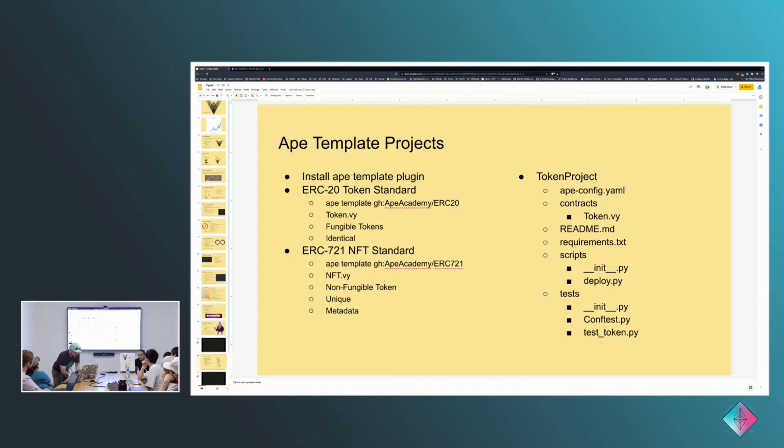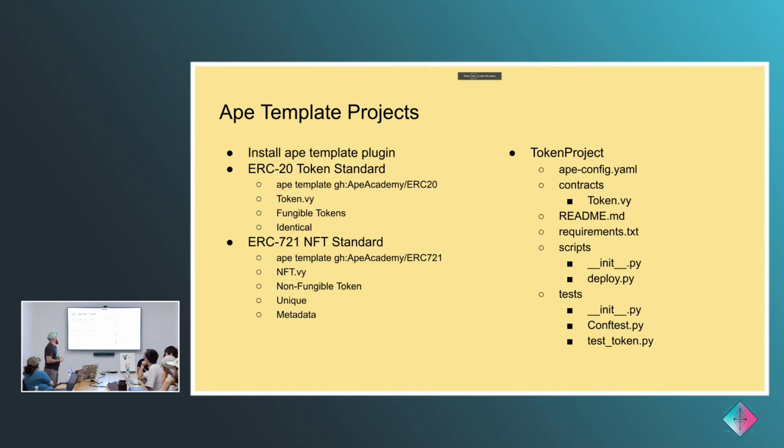So what I would like to show you next is another thing that Chris here has worked on, which is something we call ape template, and this creates a template project for you in Vyper. So you basically just install the ape template plugin, and right now we've got two things to choose between, the ERC20 token or the 721 NFT. It meets the standards and interfaces for both of those, and it creates this structure that we see here on the right hand side. I'll dive into more of that in a moment.